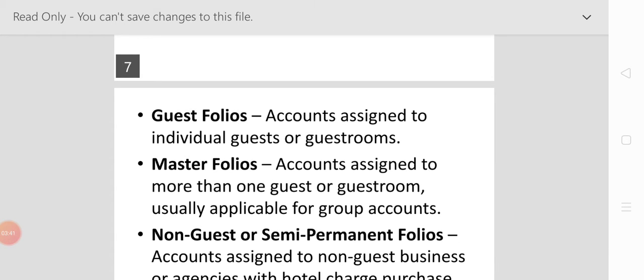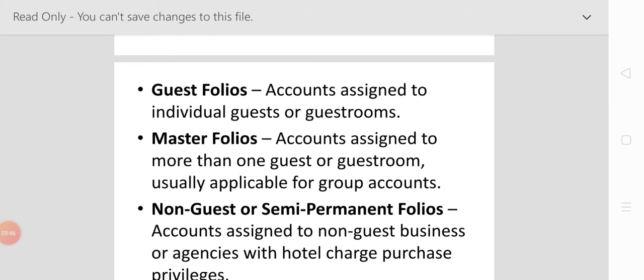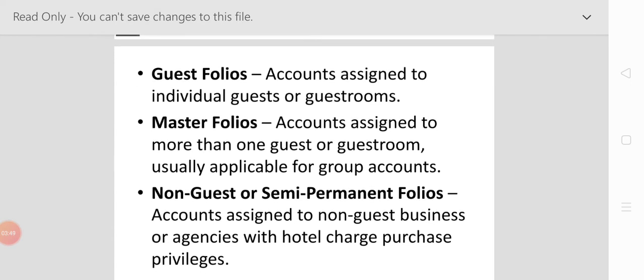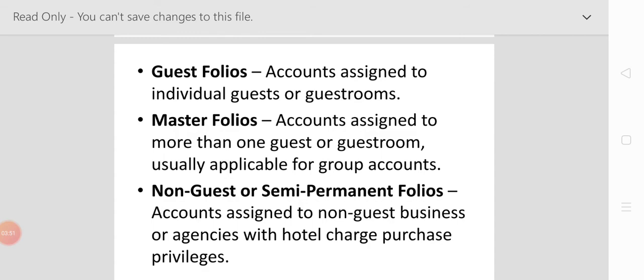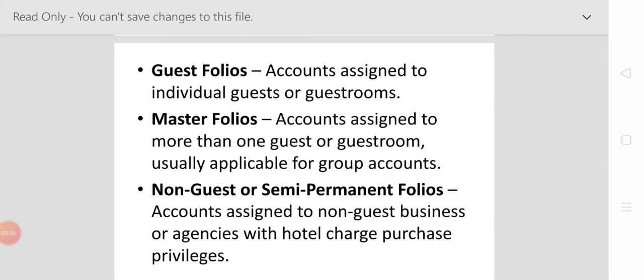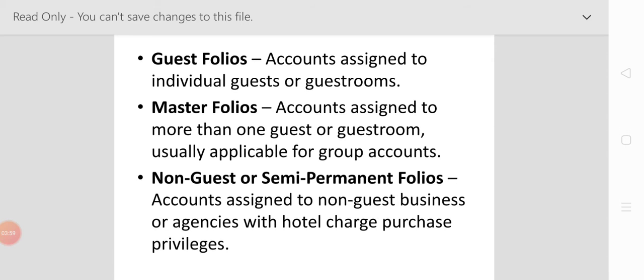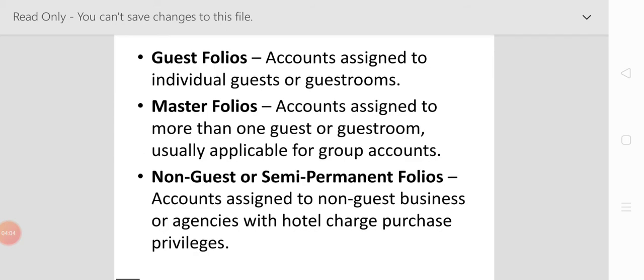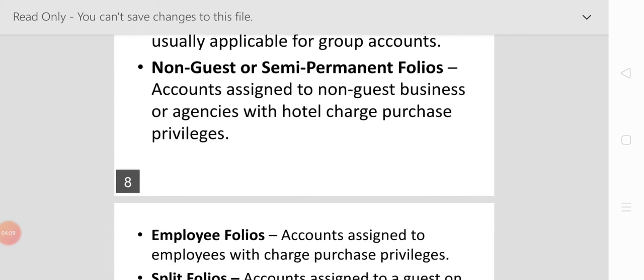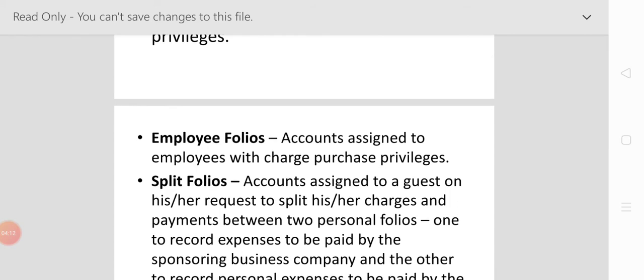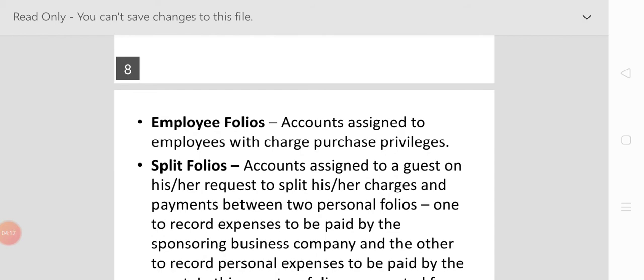Account assigned to the individual guest or the guest room is called guest folio. Then come to the master folio. Account assigned to more than one guest or guest room, usually applicable for the group account, is called the master folio. Then the next is the non-guest or the semi-permanent folio. Accounts assigned to non-guest businesses or agencies with hotel charge purchase privileges. Then next is the employee folio. Accounts assigned to employees with charge purchase privileges.